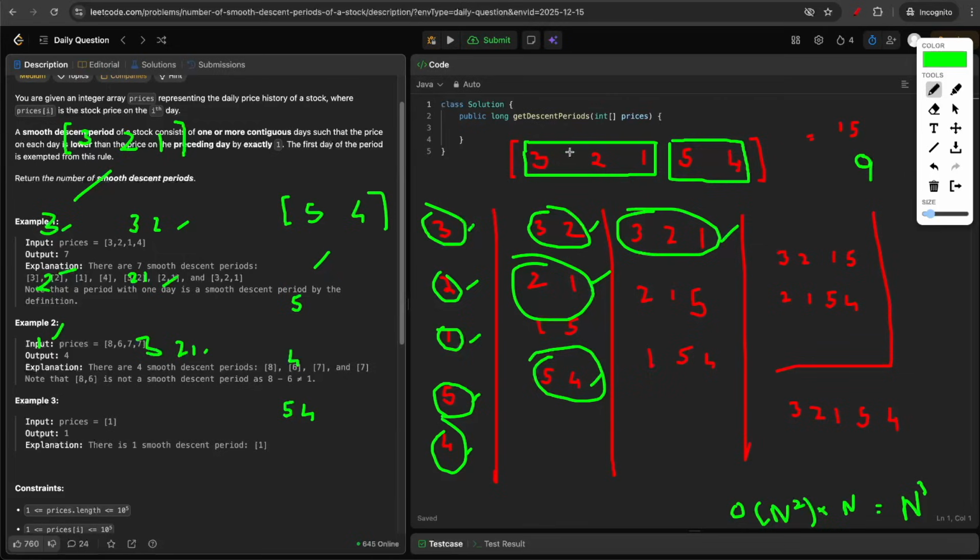So for this subarray, the size is 3. So the total number of subarrays will be 3 into 3 plus 1 by 2, which is 3 into 4 by 2, which is 6. And for this, it is 2 into 3 by 2, which will be 3. So if we add 6 plus 3, we'll get the answer as 9.